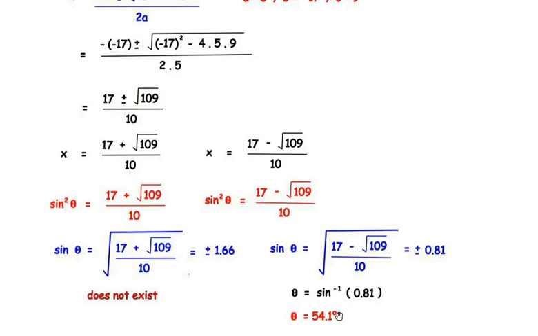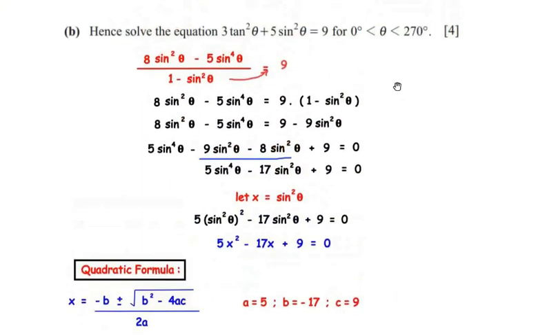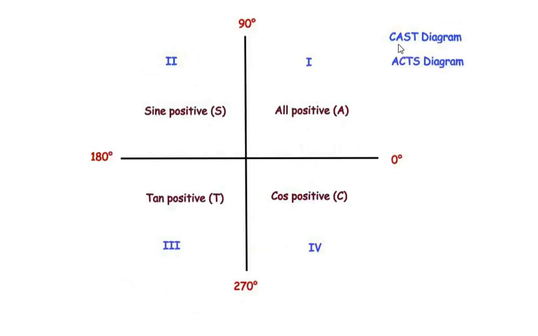But we need to find out two more values of theta, because the given range is between 0 degrees and 270 degrees. So for this, let us understand a CAST diagram first. Now this can be called a CAST diagram or an ACTS diagram and so on. So I'll be referring to it as the CAST diagram. Now this diagram helps us to understand where the values of the trigonometric ratios lie.